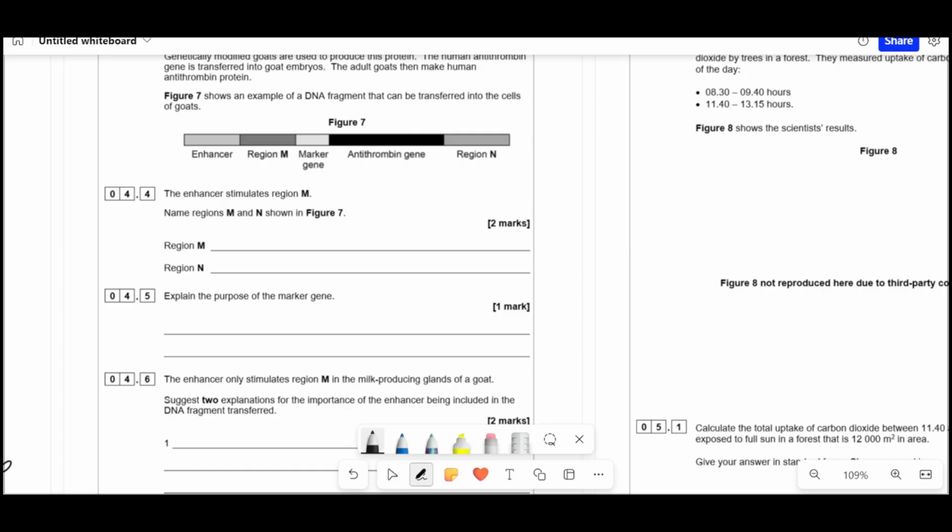So what could be going on right next to M and N? M must be something to make the marker gene and the antithrombin gene, so it's a promoter region. And as well as that, N must be a terminator region. It's important to appreciate that promoter regions tell RNA polymerase, start making mRNA here, and terminator regions say, all right, you can stop making mRNA here.